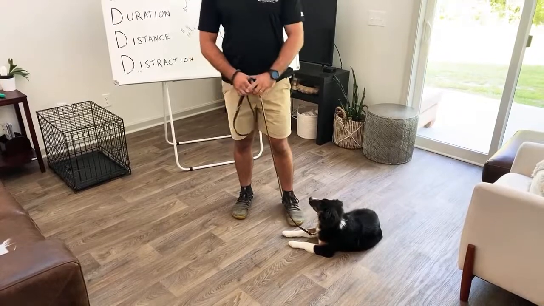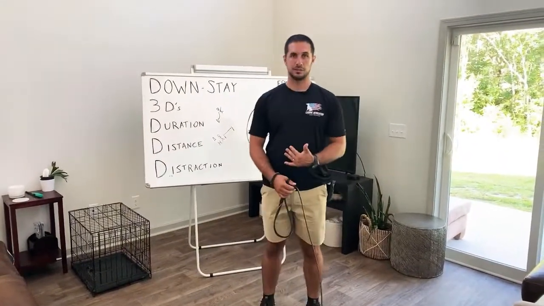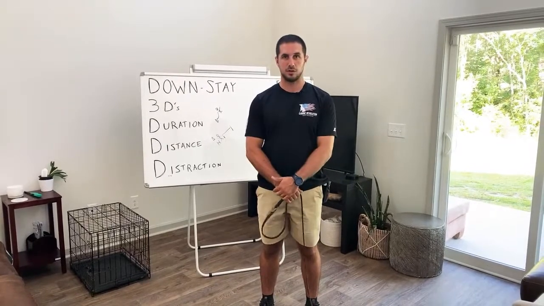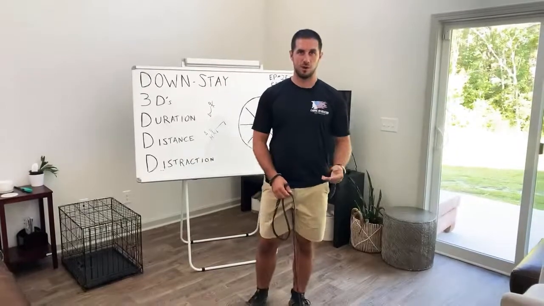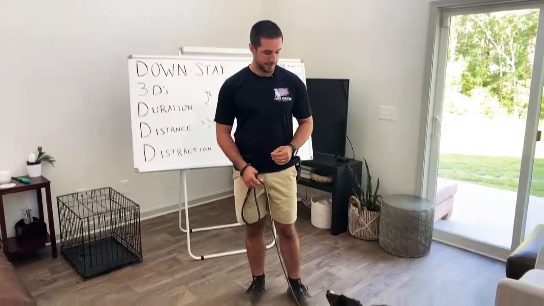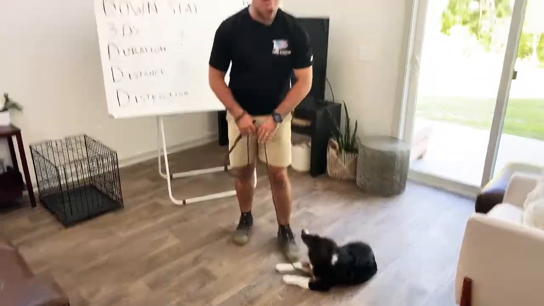So notice the first D, that duration, okay? I wanna stay right where I'm at in relation to her. I don't wanna walk off on her. I don't wanna make it too complicated for her. I have to keep it simple. Okay, so she's looking at me, I say good, and I just provide a food reward to her, okay?